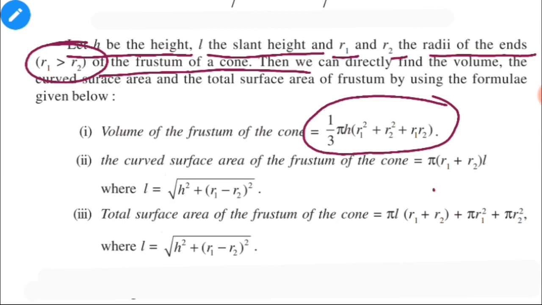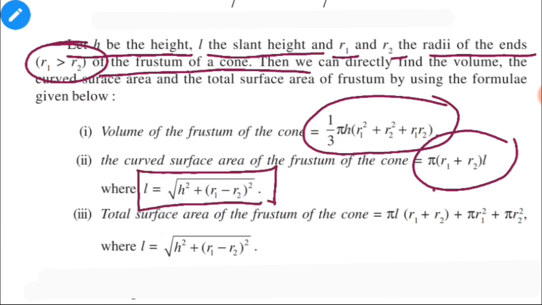And the curved surface area. Curved surface area is pi into (R1 plus R2) into L, where L equals root of H square plus (R1 minus R2) whole square, as we already found. So that's the formula to find the curved surface area, that is CSA. CSA of a frustum of a cone equals pi into (R1 plus R2) into L.